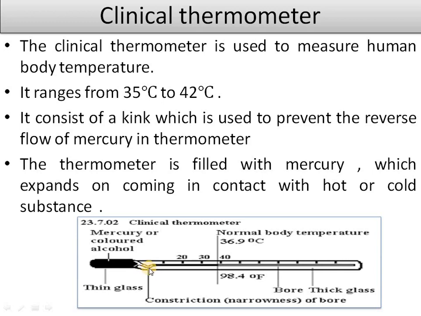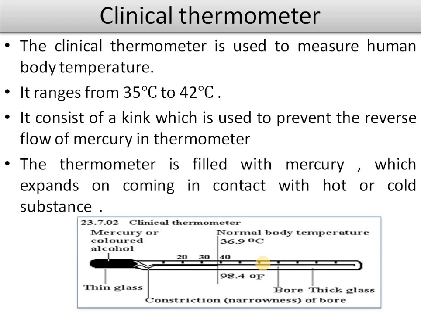Okay. What purpose does it have? This kink opposes the reverse flow of mercury. The thermometer is filled with mercury which expands on coming in contact with a hot or cold substance.